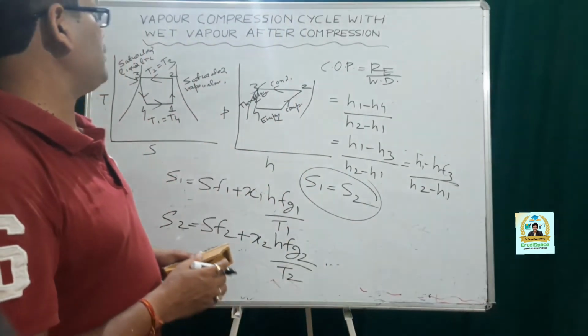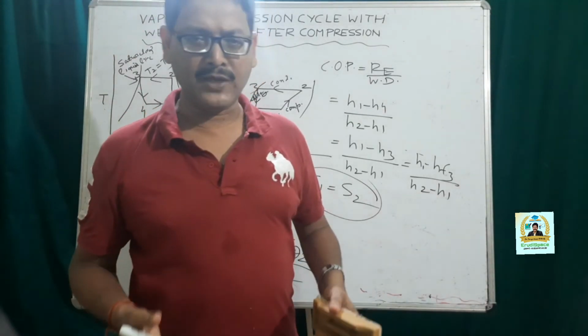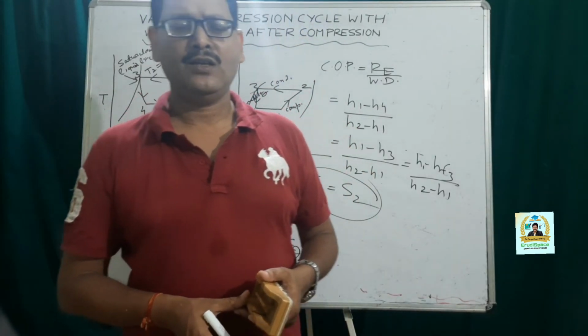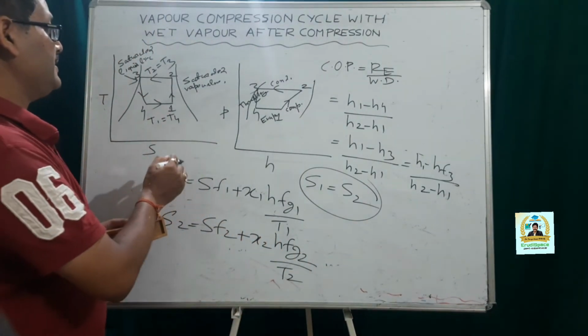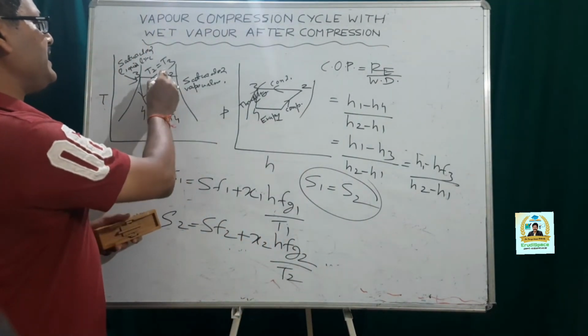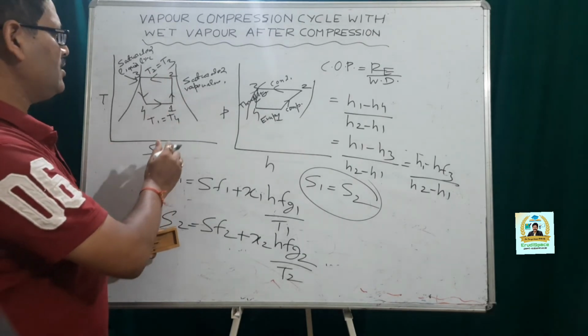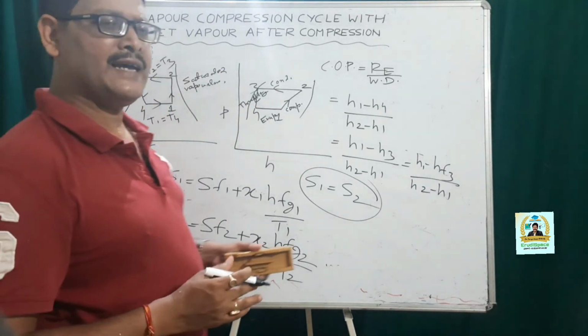So this is all about the vapor compression cycle with wet vapor after compression. If you compare this with the previous lecture, the only difference is that it is not attaining the saturated vapor state after compression. Otherwise, all the other processes are exactly the same.